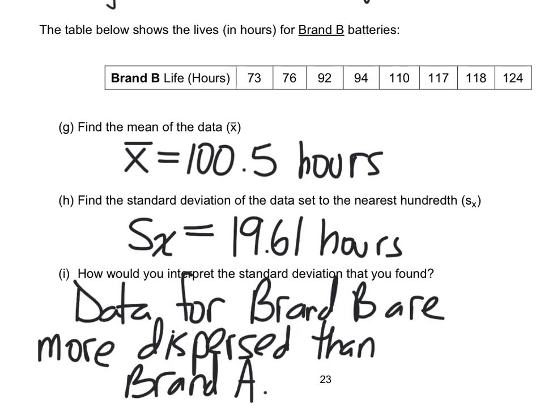So data for brand B are more dispersed than brand A. I mean, you could in this case write the same thing you wrote for the last question, but I don't think that's as meaningful as this statement. All right, and that goes back to the diagram on the previous page. We have the dot plots. Which one looked more spread out? Brand B. Mathematically, we just justified it. Right, standard deviation is much larger. All right, so that's your conclusion.